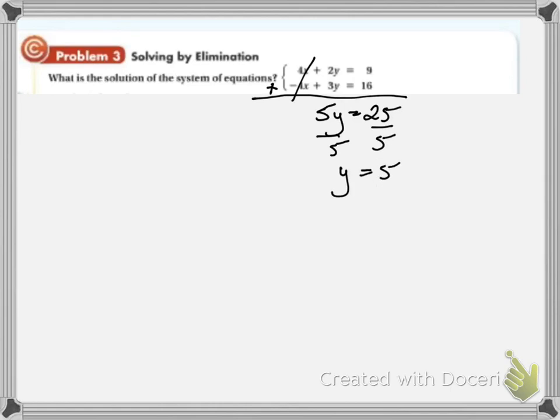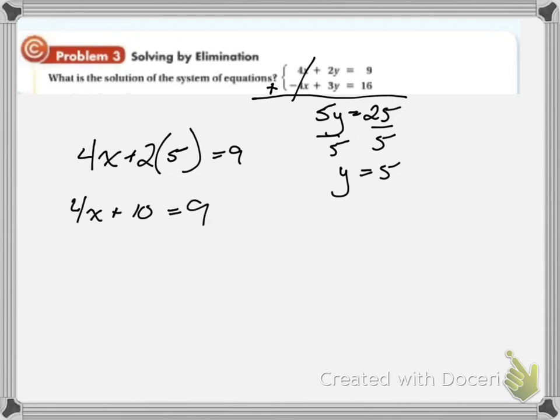Now, it's kind of nice. Now you just pick a problem. So I'm going to use the first one because x is positive. So 4x plus 2, and you have to substitute whatever you found for y in there, and that equals 9. 4x plus 10 equals 9. Subtract your 10 over, 4x equals negative 1. X equals negative 1/4. Okay, so there's my two answers. So my answer to this problem then would be negative 1/4, comma 5.